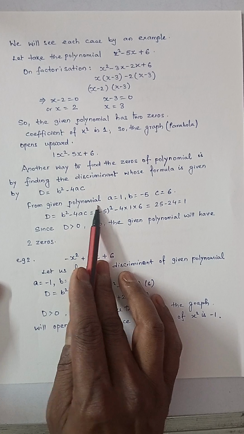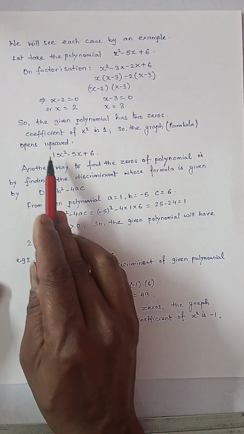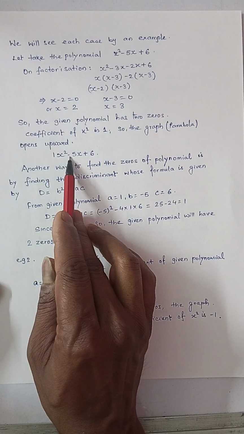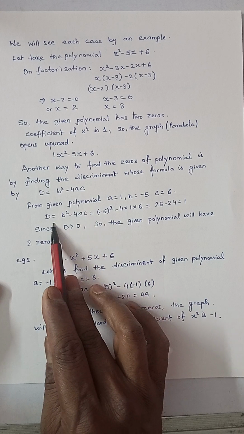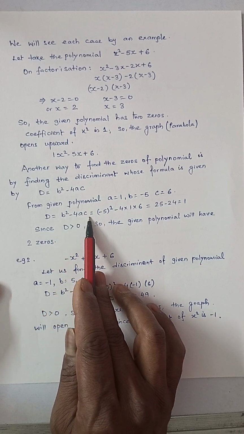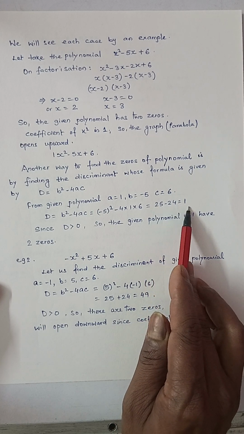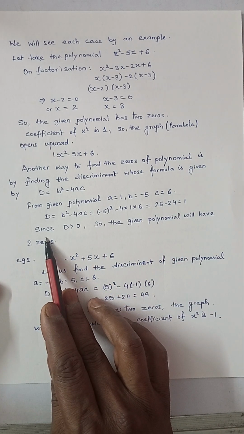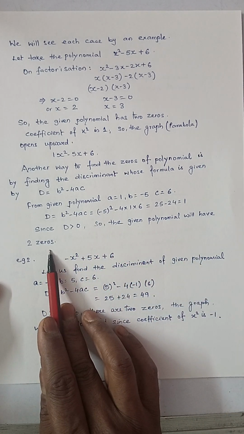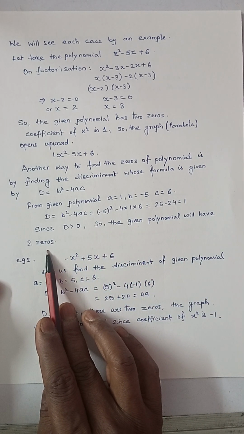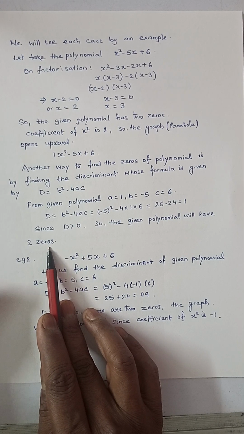From the given polynomial, a equals 1, b equals minus 5 and c equals 6. Putting the values of a, b and c in D equals b square minus 4ac, we get 25 minus 24 equals 1, that is D greater than 0. So the given polynomial will have two zeros. So it is an easier method to find D and to find how many zeros are available for the given polynomial.